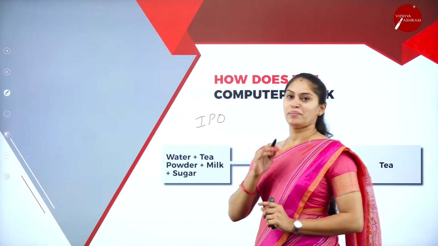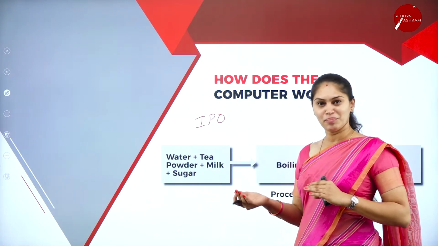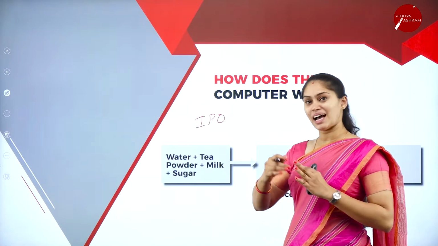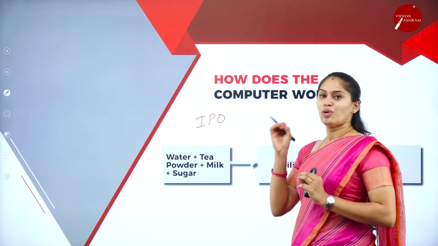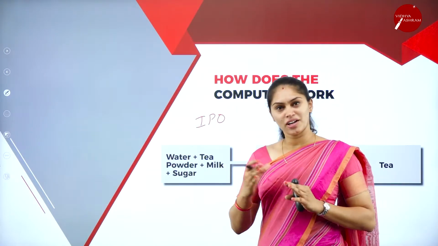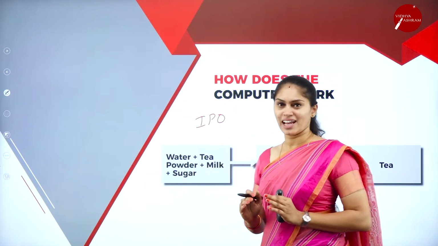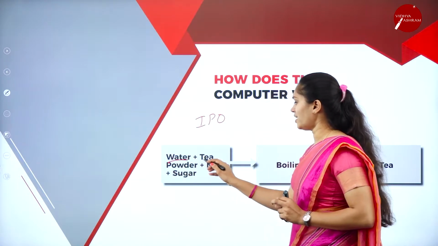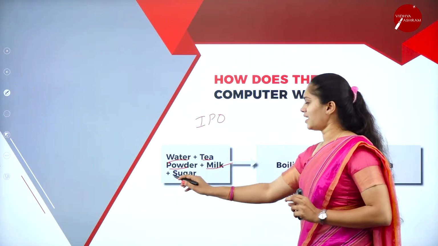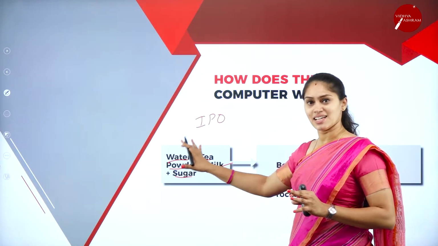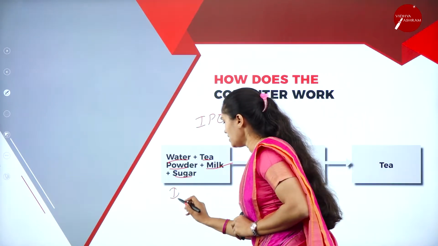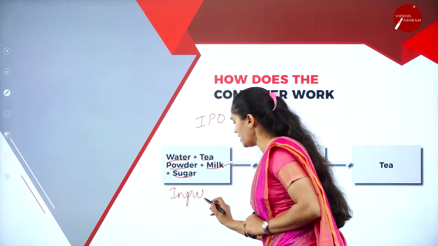Now let me prepare a tea for you. So what are you saying? You are going to prepare tea for us. That means I am depicting how the computer will work. What are the ingredients that I require in order to prepare a tea or any coffee like that? I require water and tea powder. Then I require milk and sugar. Then what can I call all these ingredients? I can call this an input. So this is nothing but input.